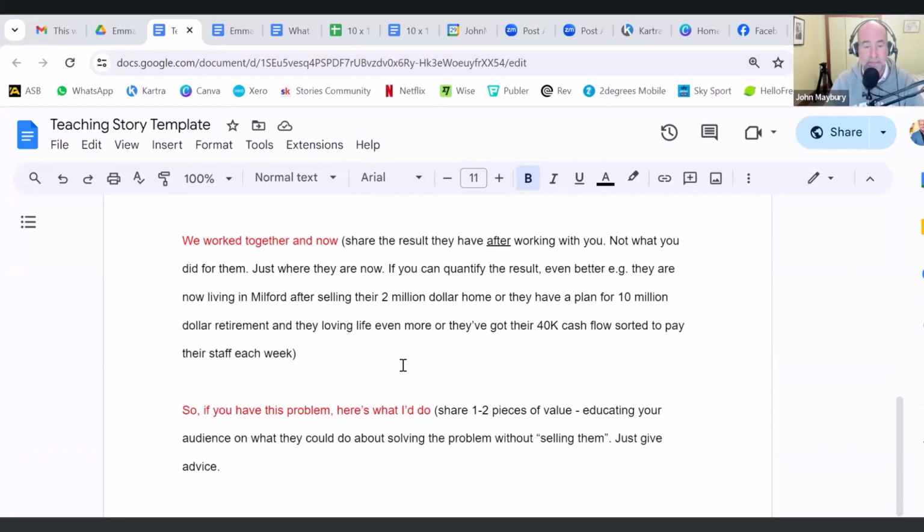Right? That's it. So then we can use this differently in client success. If you have this problem, here's what I suggest you do. And you can share one to two pieces of value. And it's not selling. It's, here's what I would do.